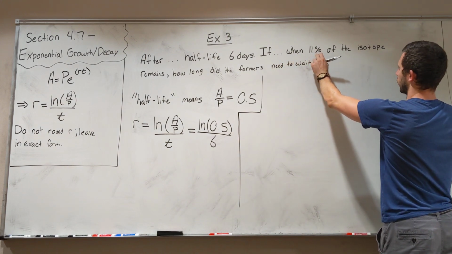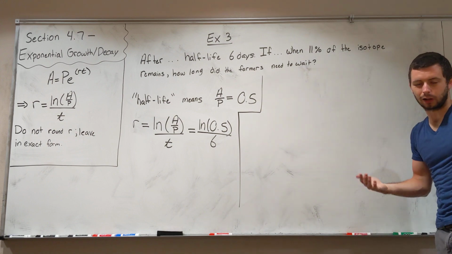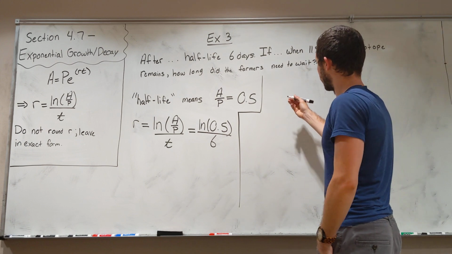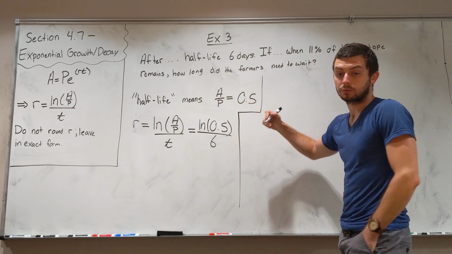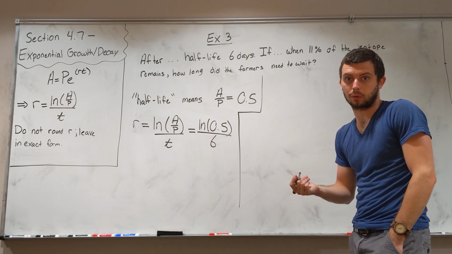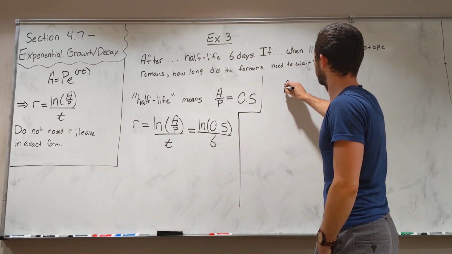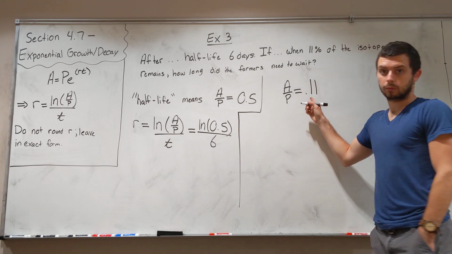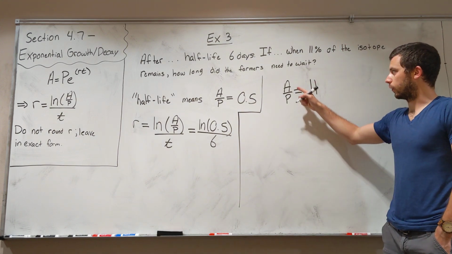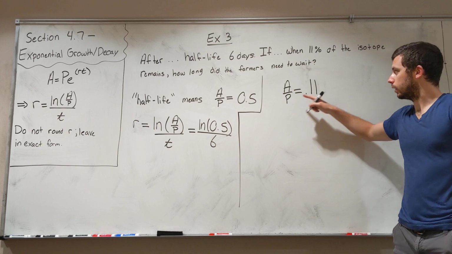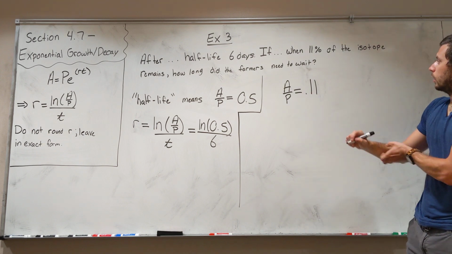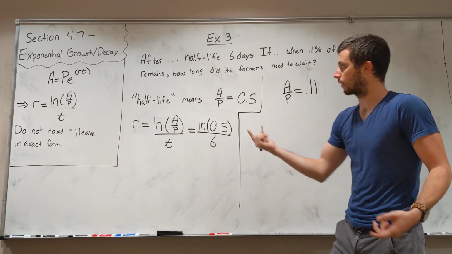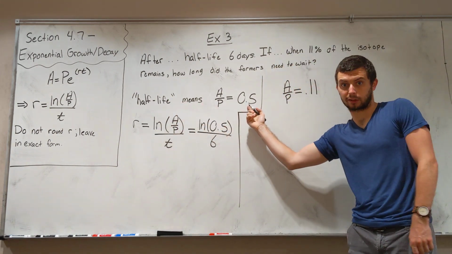And it says something about 11% of this isotope remains. So this 11% comes into play. So it's saying from the initial amount to the final amount, what you're going to have remaining is 0.11, or 11%. That's how the final amount and the initial amount compare to each other. So it could have said when 50% remains. If 50% remains, then that's, well, the half-life. And we did the exact same thing over here.